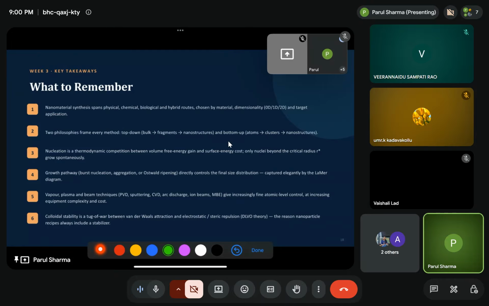So this was all about the assignment. What are the key takeaways from this lecture? We saw nanomaterial synthesis using physical, chemical, biological, and hybrid methods. There are two approaches for synthesis of nanoparticles. One is top-down, where from bulks we were converting into segments and then nanostructures. The other one is bottom-up, where the atoms are forming clusters and then providing the nanostructures.